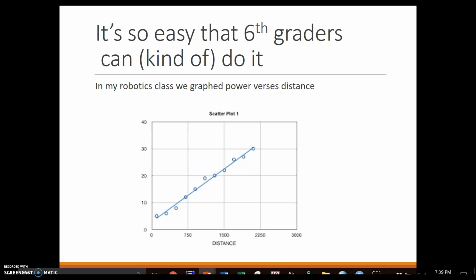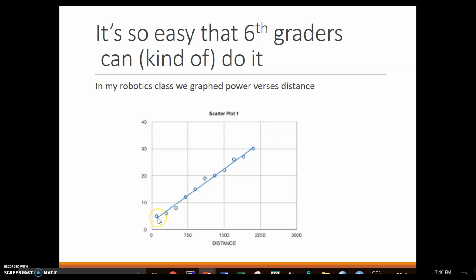Simple regression is so easy that I had my 6th grade robotics class doing it. They took their robot and graphed power by distance. They put their robot at 10% power and saw how far it went, then 20% power, then 30% power, and we got this nice set of raw data.